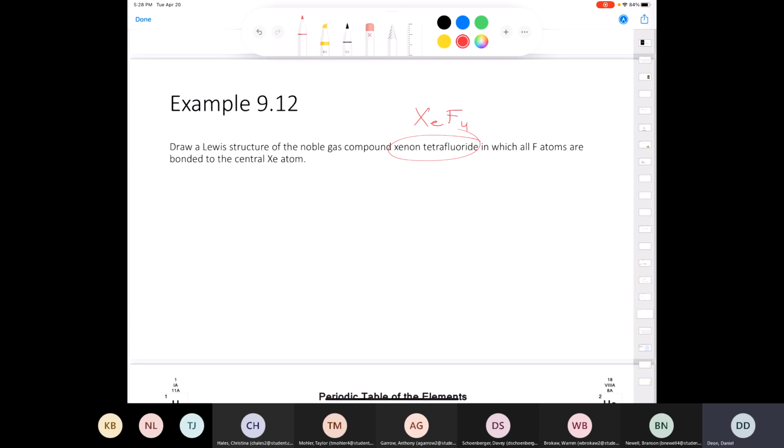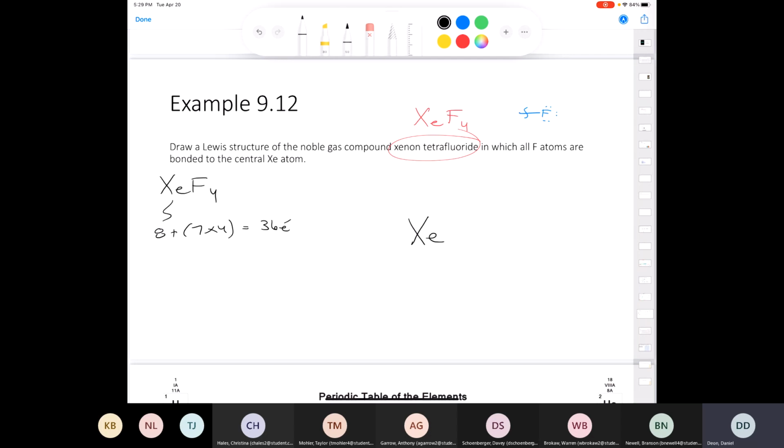Well, this one, I don't like to use the word easy in chemistry class, but you know that all the fluorines are going to have 1 bond and 3 lone pairs, aren't they? So let's tally up the total number of valence electrons. Xenon has 8 valence electrons plus fluorine, which has 7 times 4. So that gives us 28 plus 8, which gives us 36 valence electrons.